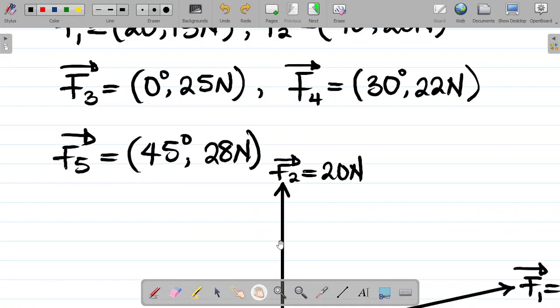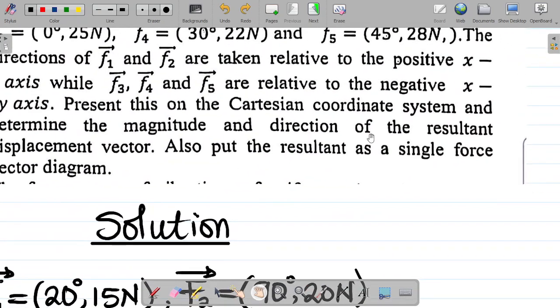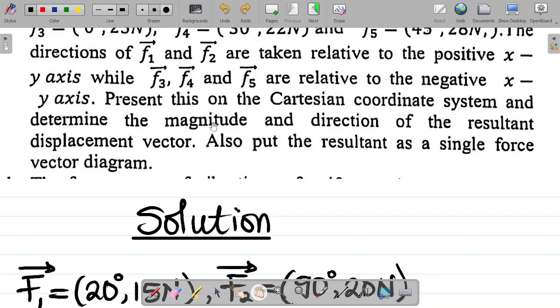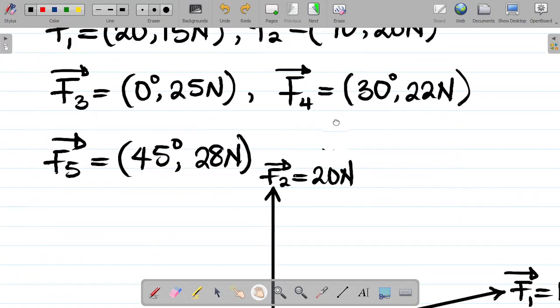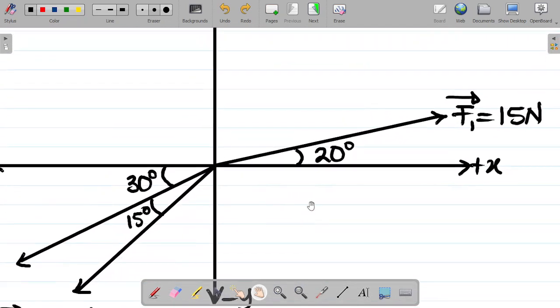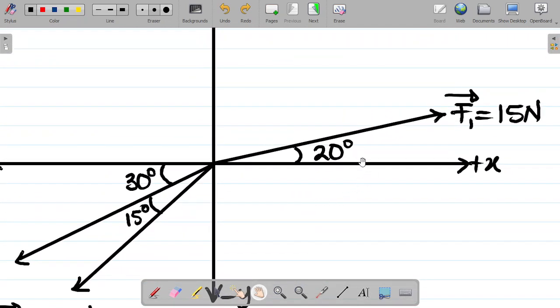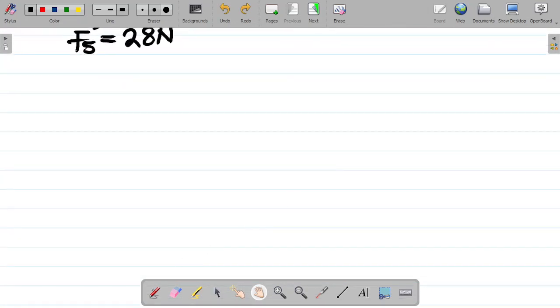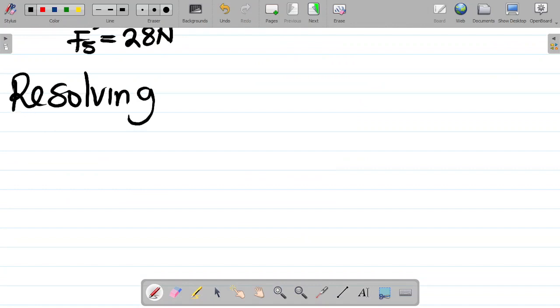What's the next task there? The next task says find and determine the magnitude and direction of the resultant displacement vector. Let's find the resultant. How do we find the resultant displacement vector? Now, we have to resolve each of these forces to their horizontal and vertical components. That's the concept. Resolve each of the forces to their horizontal and vertical components. Let's start with the first one there. So I'll say resolving each force.